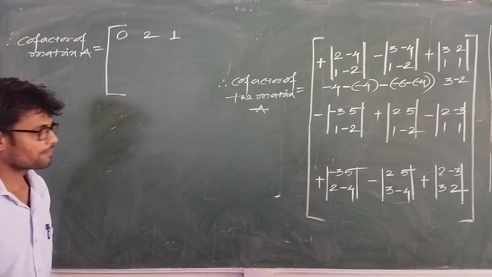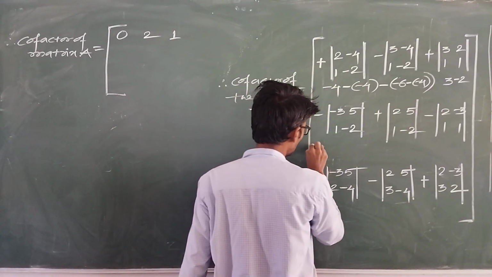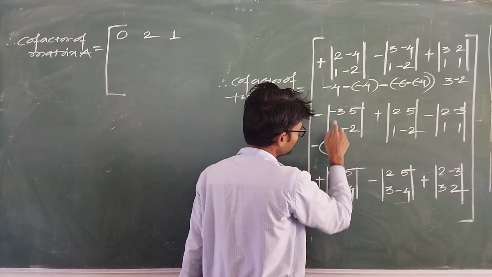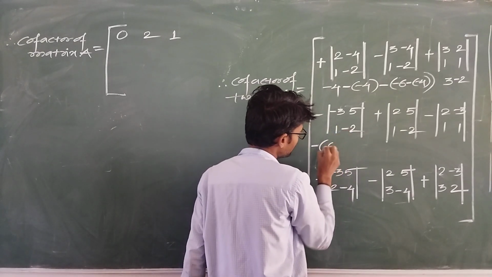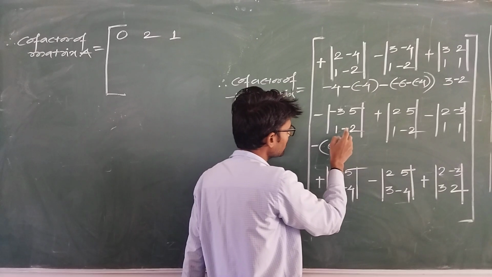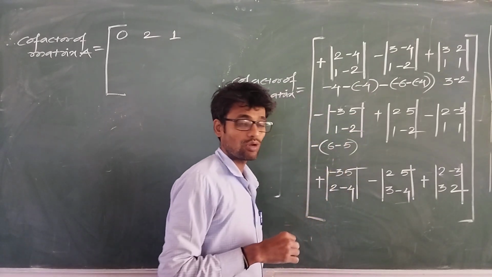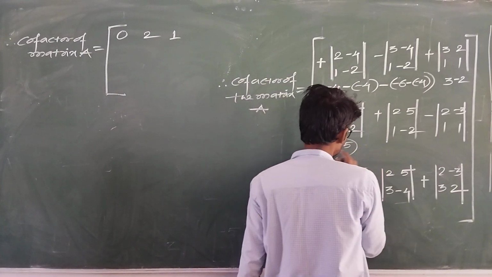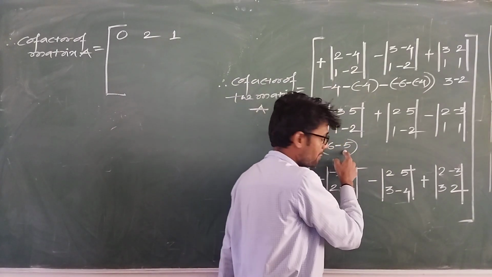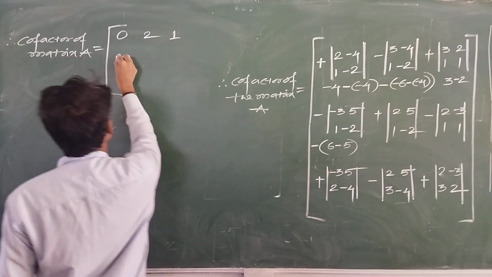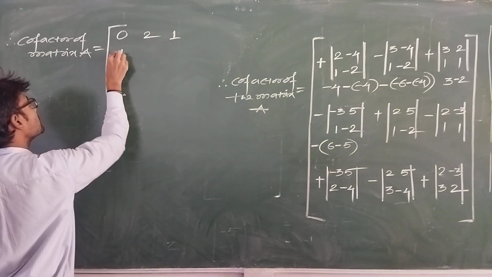Its value is 1. Next, go for this one. Minus 2, write as it is. Minus 3 into minus 2 is plus 6. Next, 1 5 is minus 5. Minus will come in between the two numbers. Next, 6 minus 5 is 1. 1 with the minus, it is minus 1. So write minus 1 here.